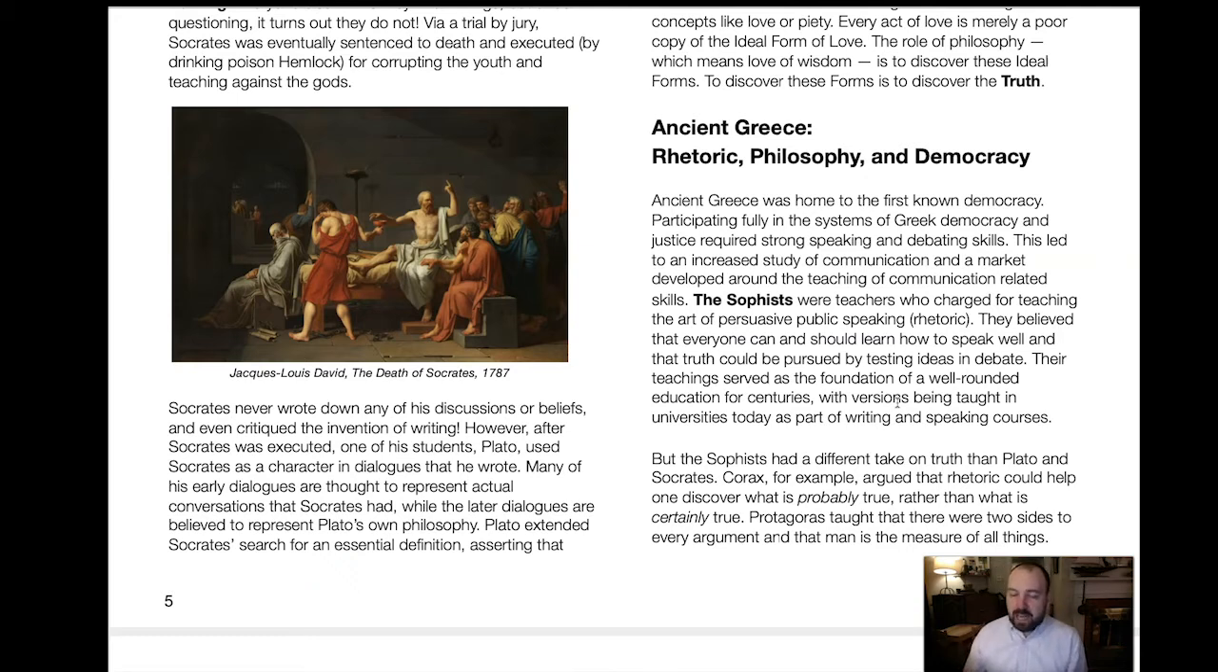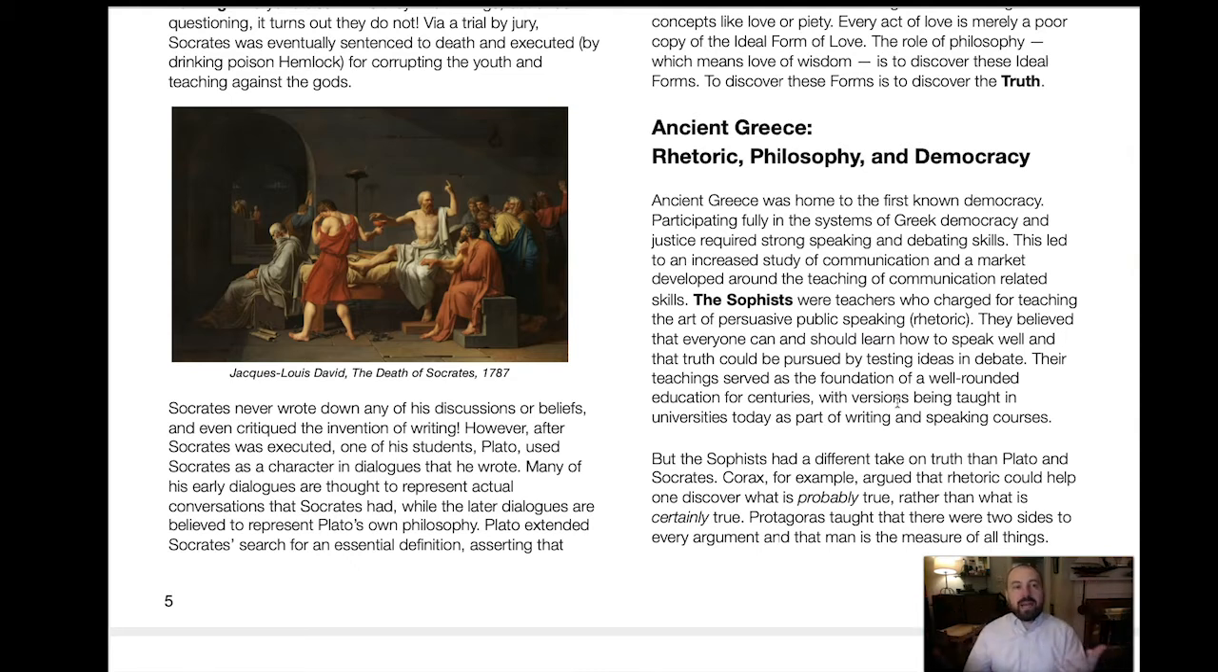And Protagoras taught that there were two sides to every argument and that man is the measure of all things. So is something big or small? Well, Protagoras would say there is no truth to that. It is big or small as it's measured against the measurer, which in this case is mankind. That was their version of small t truth. It depends. It can be tested in debate. It's probably true. It's true for you. It's true for this situation. It's true when measured against mankind. But there was no ideal form, no truth that exists outside of the moment, outside of the person.